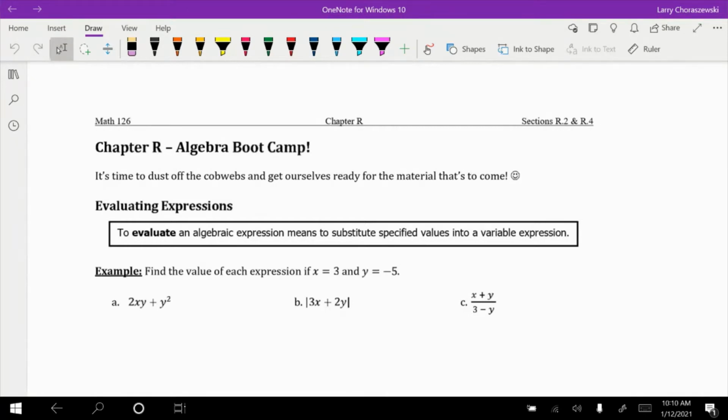All right, so we're going to start with Chapter R, Algebra Bootcamp, and the very first topic is going to be evaluating expressions. So let's go ahead and review that skill. To evaluate an algebraic expression means to substitute specified values into a variable expression.